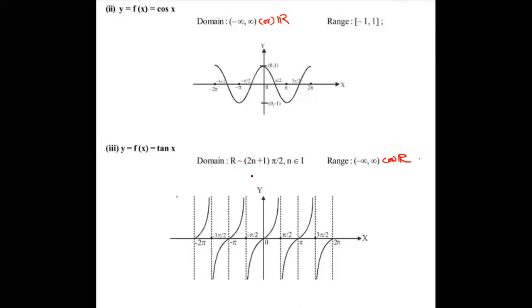What is the domain? R minus odd multiples of pi by 2, such that n belongs to Z. That's the meaning. Next one.